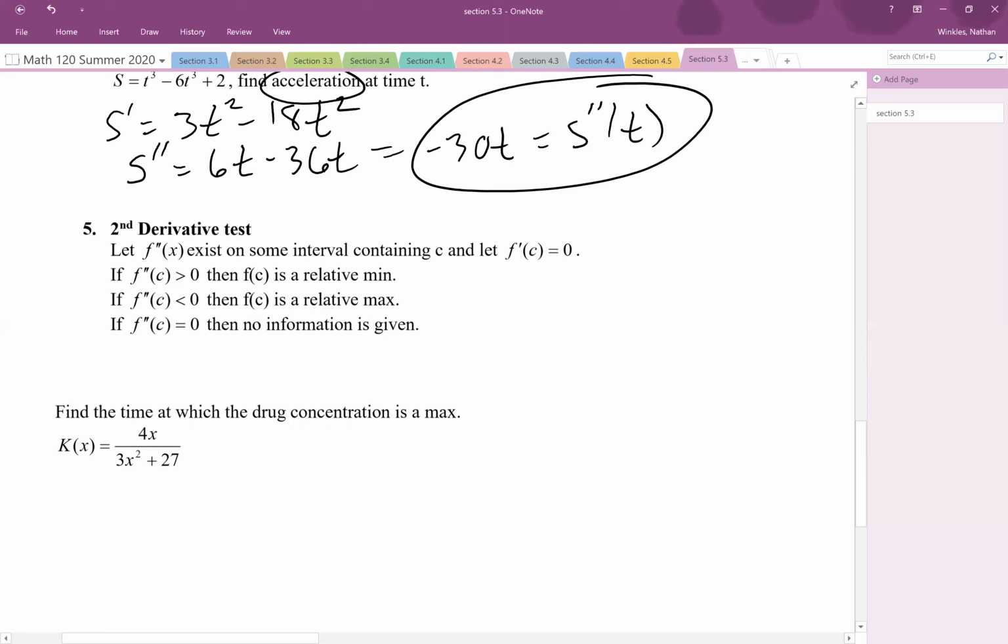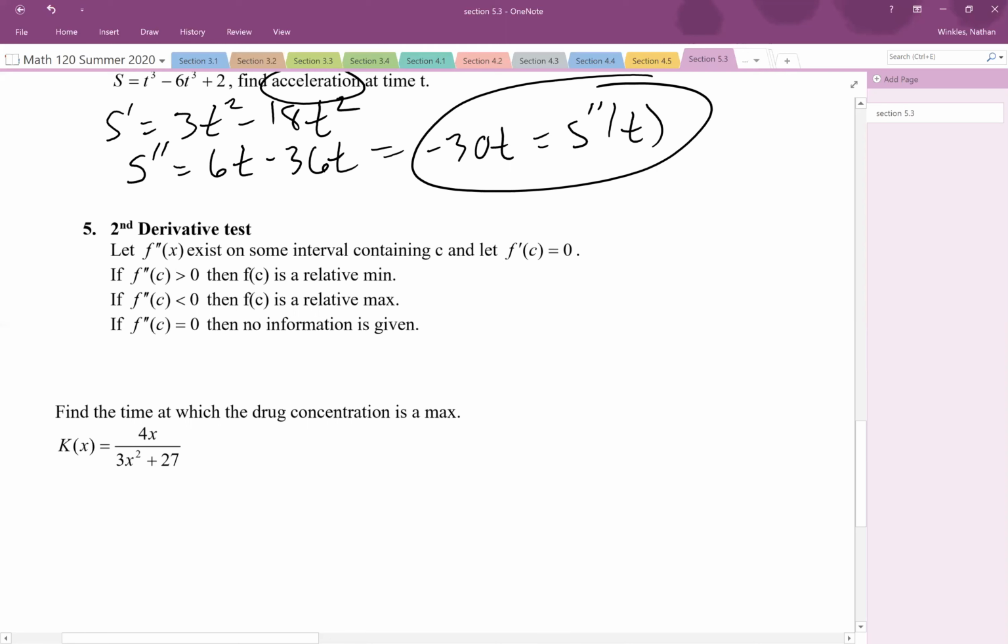So we want to let f double prime exist on some interval containing c and let f prime of c equal 0. If f double prime of c is greater than 0, then f of c is a relative min. If f double prime of c is less than 0, then f of c is a max. If f double prime of c is equal to 0, then no information is given. Remember, c is our critical value.